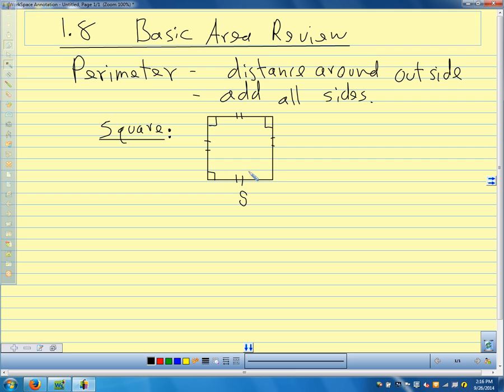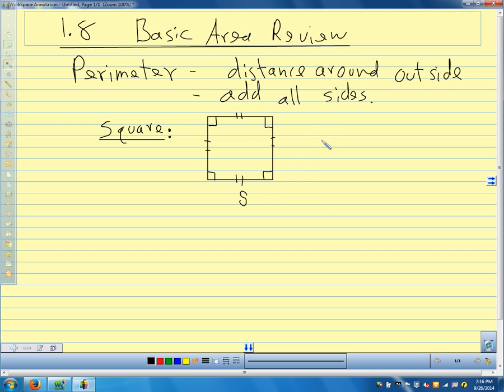Does anybody know there's a special kind of shape where all the side lengths are the same, but not all the angles are 90-degree angles? What did you say? Parallelogram. It's a special kind of parallelogram. It is a parallelogram. If all the sides are the same, we call it a rhombus, and we'll talk about those later. Square. So all the sides are the same, 90-degree angles.